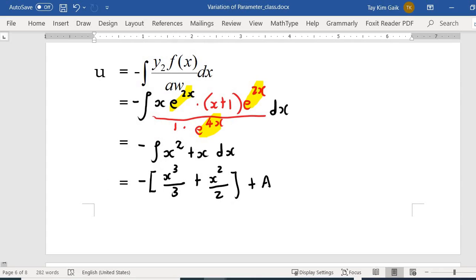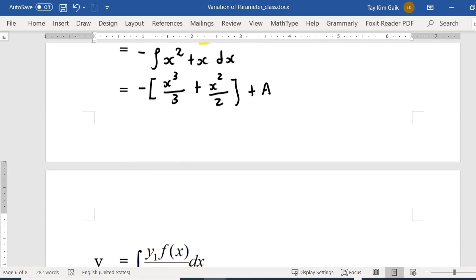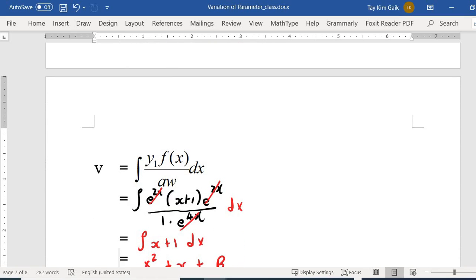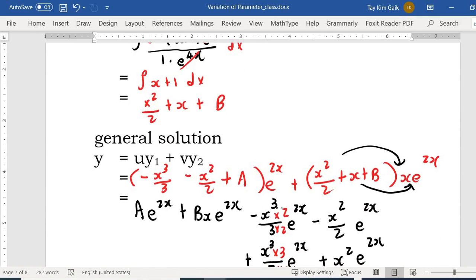Step number 3, find u, which is the negative integral of y2 f(x) divided by a w, where a is the coefficient of the second derivative and w is the Wronskian that you obtained in step 2, integrating with respect to x. And then v is the integral of y1 f(x) over a w dx. After you obtain your u and v, the general solution is u y1 plus v y2.